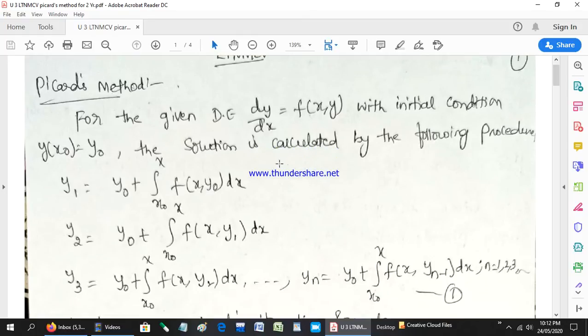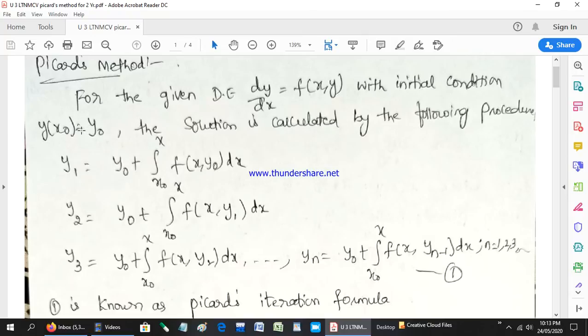This method tells that whenever we choose the differential equation dy by dx is equal to f of x, y, with the initial condition y of x naught is equal to y naught. This is the given condition for the first order differential equation, which we assume as f of x, y, with the initial condition y of x naught is equal to y naught. Then the solution is obtained by the following procedure.